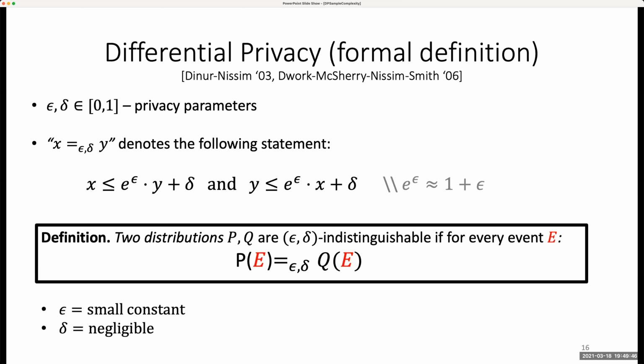So this is the only technical component we will need for the definition. Usually, and we'll quantify it later, we think of epsilon as a small constant and of delta as negligible. So delta is much, much smaller than epsilon. I will soon tell you in what sense.